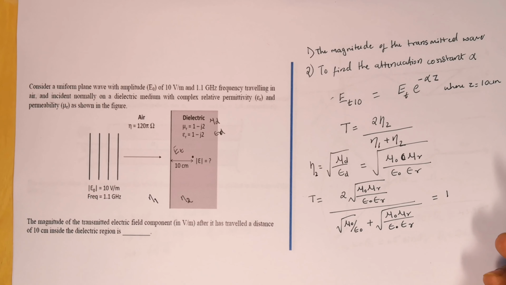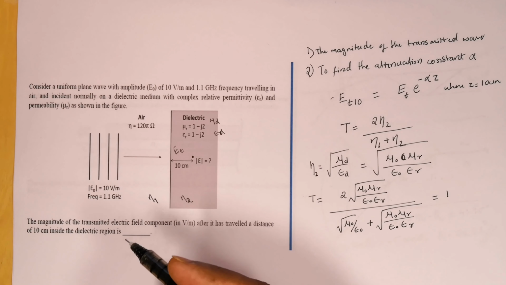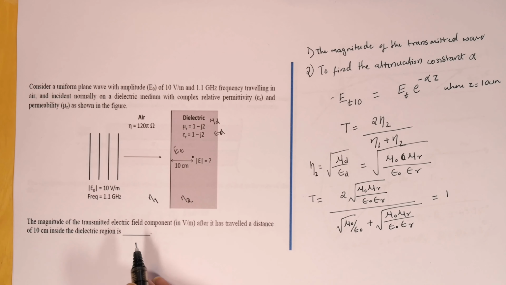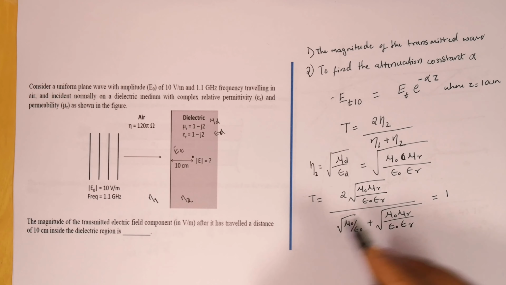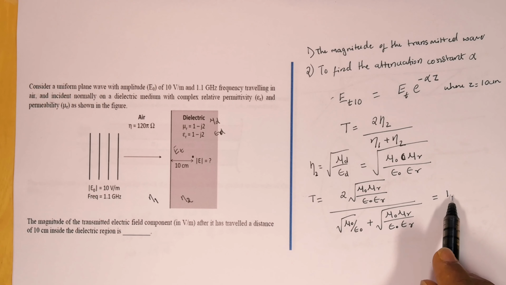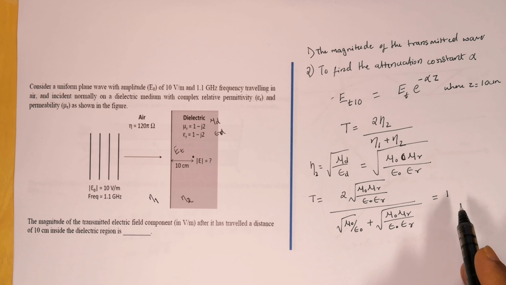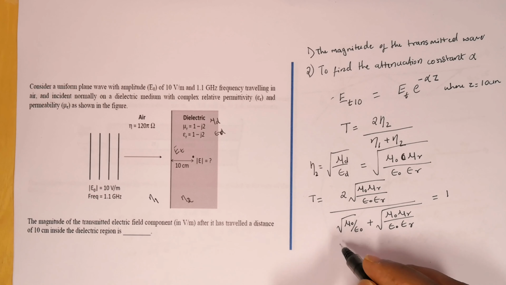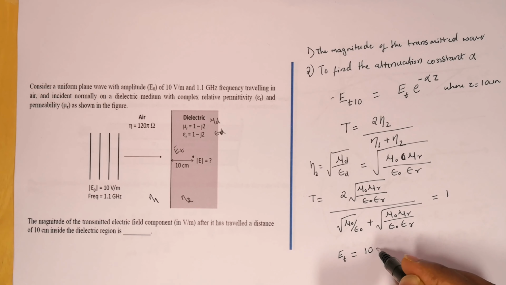So it means that the wave is fully transmitted, so there is no reflection at all. The R is 0 and transmitted is 1. So ET here, which is the transmitted wave, is just 10 volt per meter.